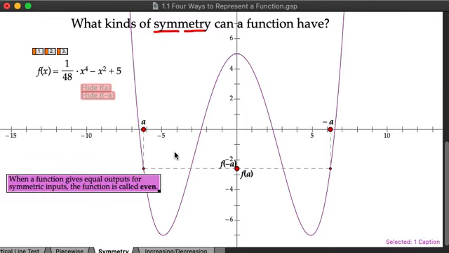Okay, so this is an example of an even function that we have here. So f is even.